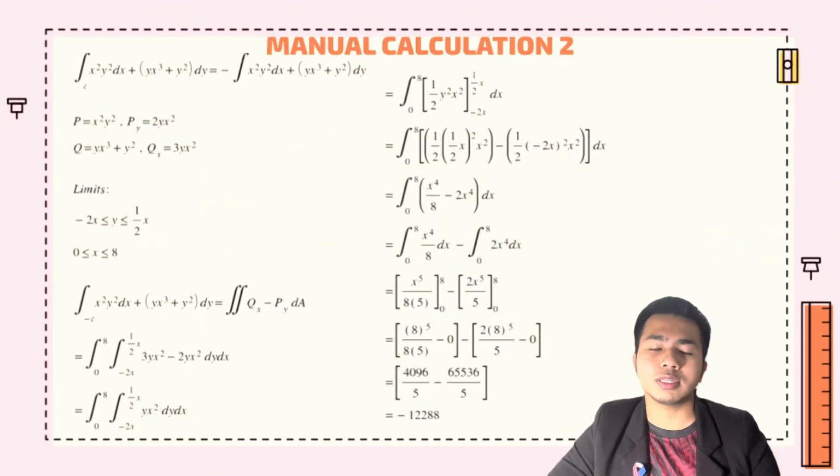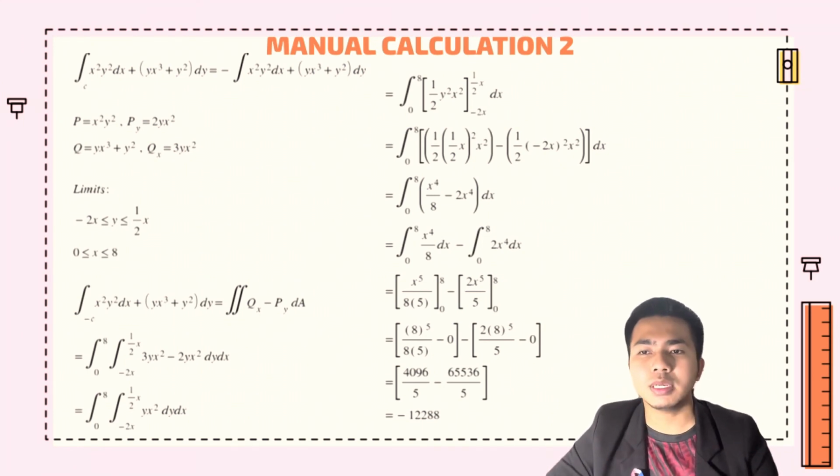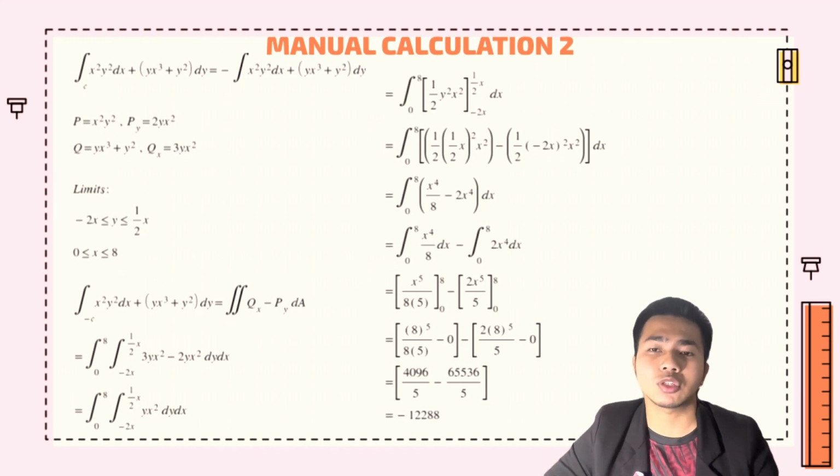So next, to answer the second question, firstly we need to state that P is equal to x square y square. Then we differentiate the P with respect to y and we get the 2yx square. Next, we state that Q is equal to yx cube. Then we differentiate the Q with respect to x and we get the 3yx square.